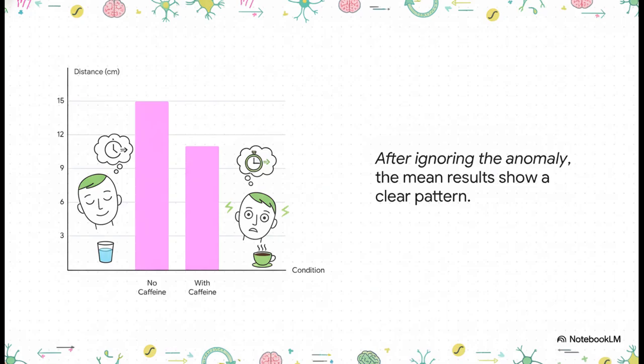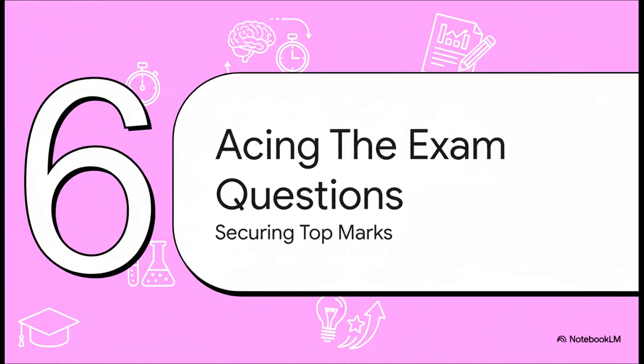And once we take out that anomaly and we calculate our new means, the pattern becomes crystal clear. With an average of 15 centimeters for no caffeine and 11 for with caffeine, our bar chart shows a really obvious conclusion. In this investigation, caffeine seemed to make reaction times faster. You've done the practical. You've analyzed the data. Now, for the final part of the mission, using all this knowledge to lock in those top marks when you're sitting in that exam hall.